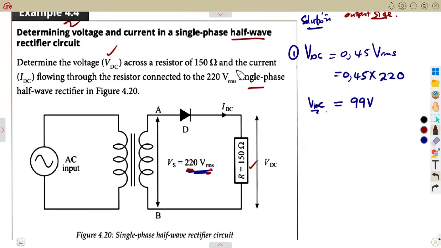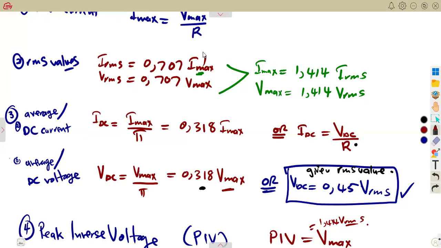Then they also need the current, which is IDC. Still, we're going to have the same thing for the current, but this time it is going to be an advantage because we've got VDC and the resistor is there. Remember IDC, we've got so many formulas, but we do not have the current now. So calculating the RMS or maximum current is going to be a lot.